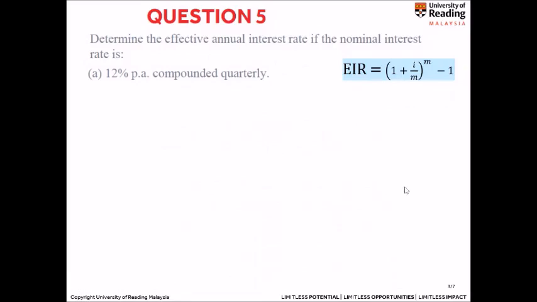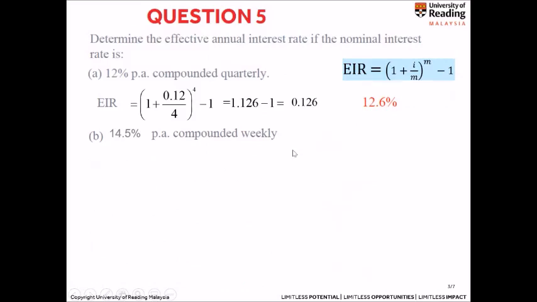For question 5, determine the effective annual interest rate if the nominal interest rate is 12% PA compounded quarterly. PA stands for per annum. Nominal interest rate just means interest rate. Quarterly, M is equal to 4. So use the same formula. We work out, we get the effective interest rate is 12.6%.